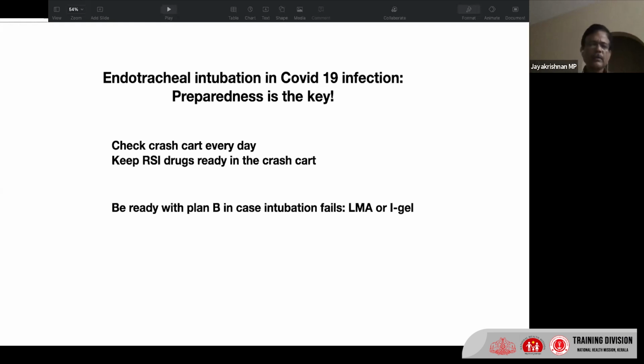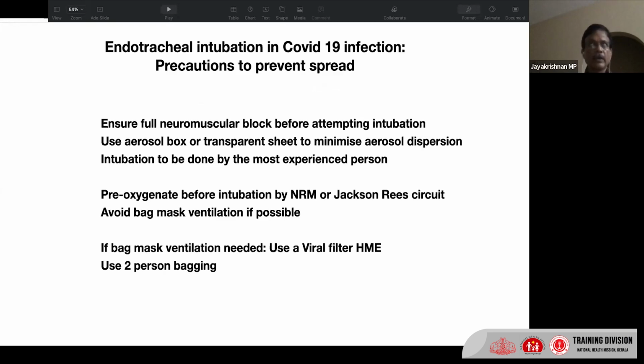So suppose your intubation attempts fail, what will you do? You can use another advanced airway like a laryngeal mask airway, or another supraglottic device like an iGel. So you always have to have a plan B in a child with COVID infection. Or you inform the anesthetist in advance so that you can get the help of the anesthetist also.